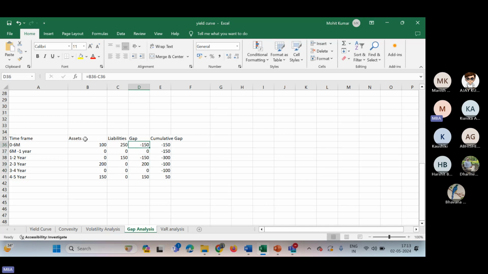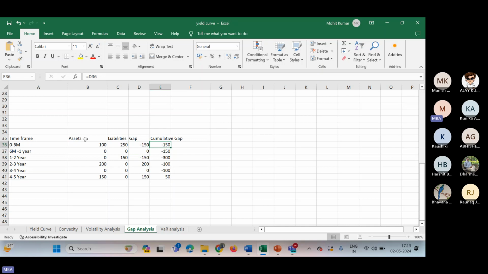Coming to the gap, in assets minus liabilities, you will have 150 more liabilities than assets. Then in the second year you don't have any. Then 1 to 2 years you have liabilities again, so you have 150 million dollars liability. Then you have assets but no liabilities, so the difference would be 200 directly. Then again you have neither liability nor assets. Then in the 4 to 5 years you have only assets, no liability, so your gap would be 150 positive because you have more assets than liability.